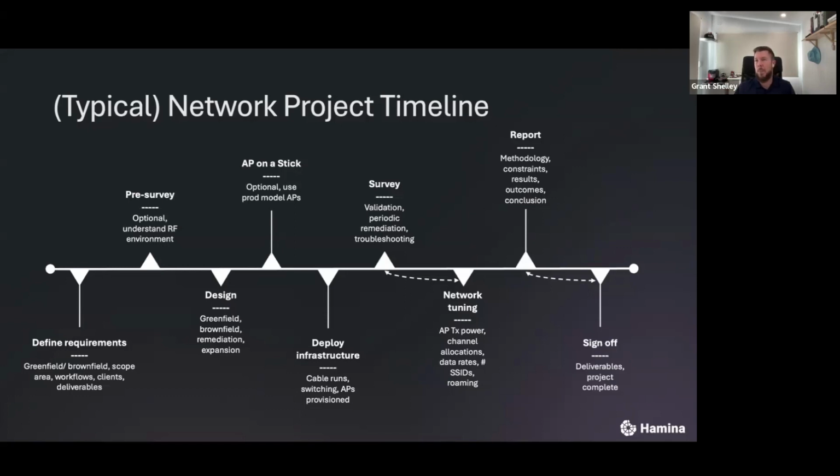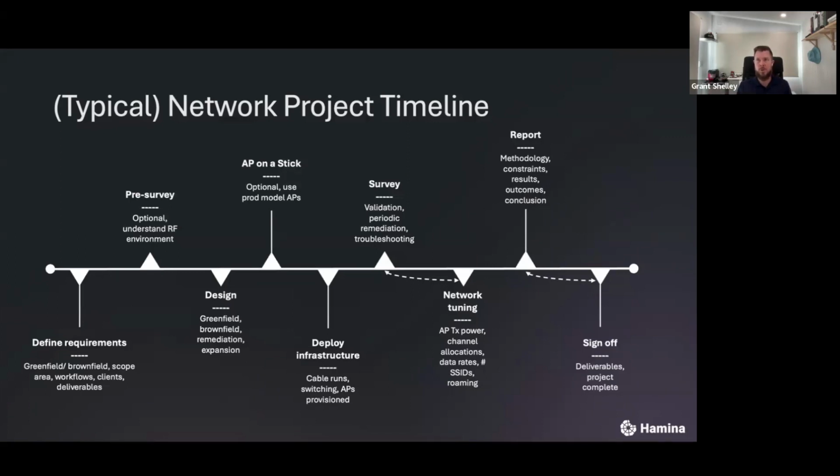And so, I always look at what was the methodology, right? So what were the methods that were employed? What were the constraints that we encountered? If I can't get into a certain area, I want to put that down as an example. What were the results? What were the outcomes? And then, what are we going to conclude with?